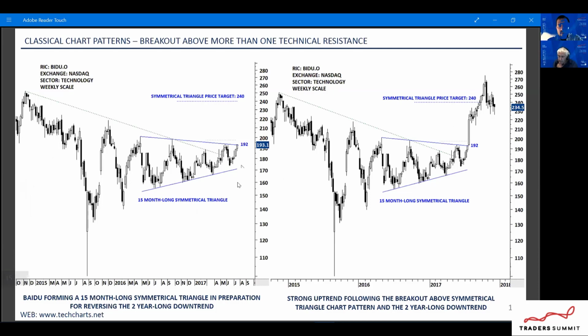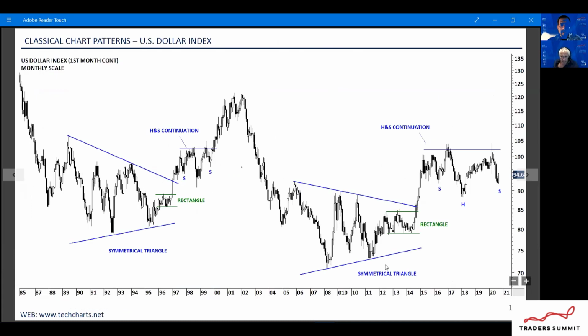Breakout above more than one technical resistance. Again, another example here, the symmetrical triangle and the downtrend completing at the same time on the upside. This was the Baidu price chart.